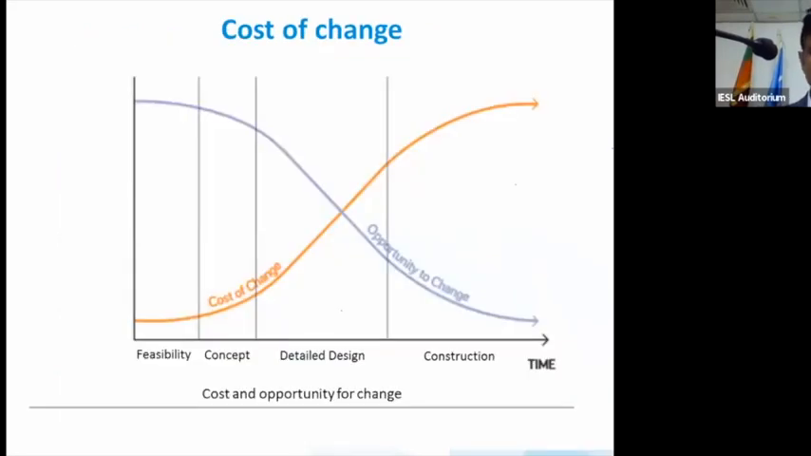For example, this is what we call the cost of change. Now, on the x-axis, you see feasibility, concept, detail, construction. But the penalty you would get if you wanted to do a change at the last stages, it's huge. So why don't you spend more time on that feasibility and concept? This is what we should be doing.